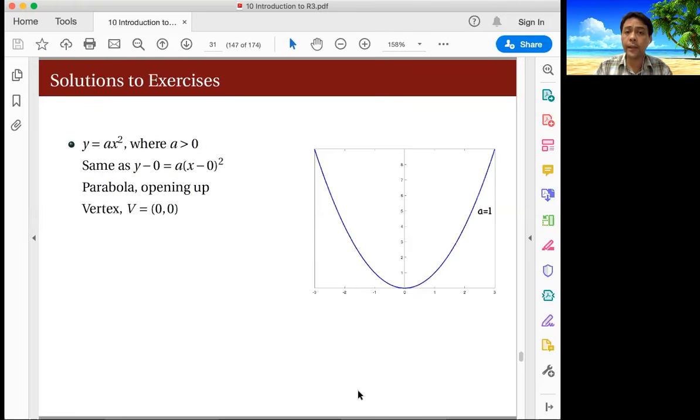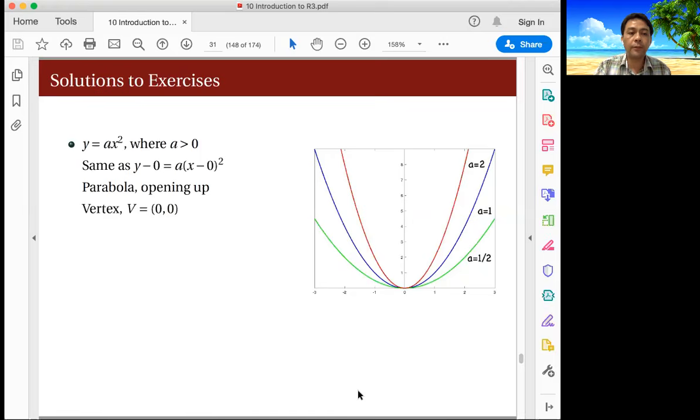Now, a can take any values. So if I take a is equal to 1/2, I get the green graph. If a is equal to 2, we get the red graph. So the equation y equals ax squared is in fact a family of parabolas with the same vertex, 0, 0, all opening up.